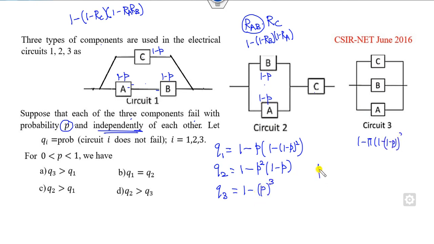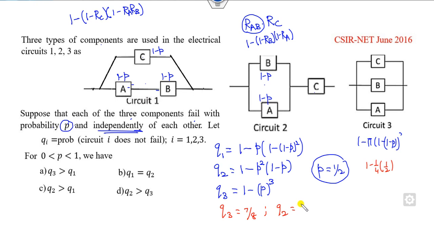Now how can you check that? You can simply take P is equal to half. So then what is my Q3? You can see Q3 is 7 by 8. Fine. What is my Q2? It's 1 by 4, 1 by 2. It's a 1 over 8.